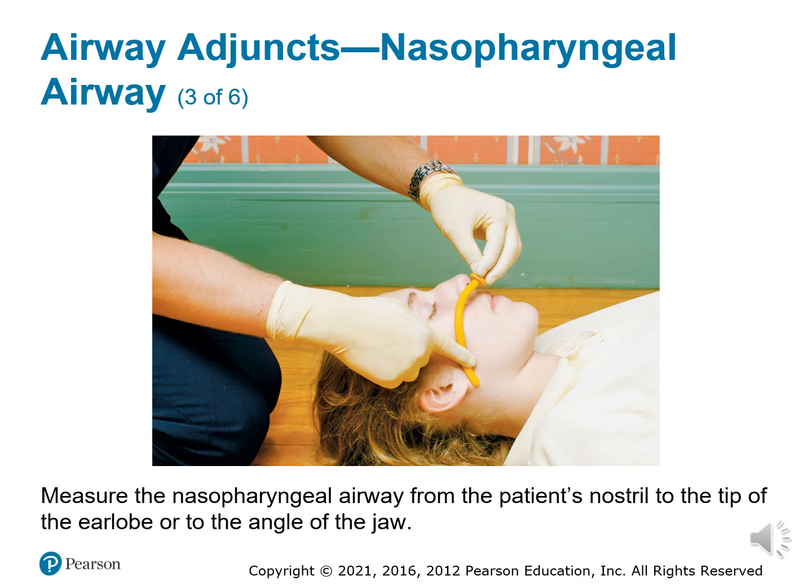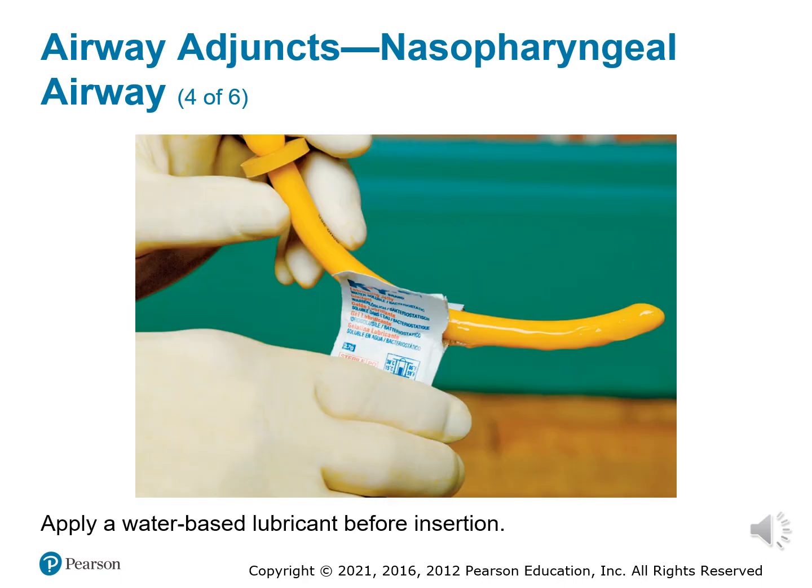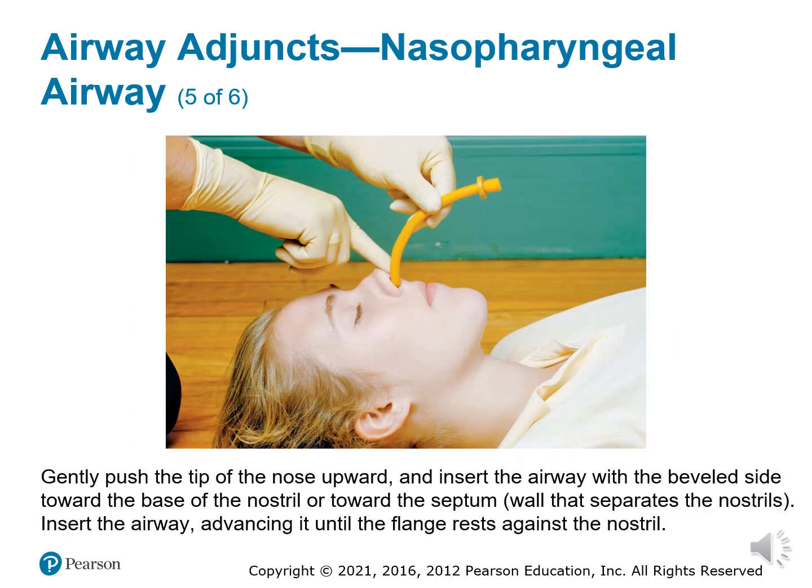Here you will see another form of airway adjunct, the nasopharyngeal airway. So you're going to measure the nasopharyngeal airway from the patient's nostril to the tip of the earlobe or to the angle of the jaw. You're going to apply a water-based lubricant before inserting. And you're going to gently push the tip of the nose upward and insert the airway with the beveled side toward the base of the nostril or toward the septum, which is the wall that separates the nostrils. So you're going to insert the airway, advancing it until the flange rests against the nostril.